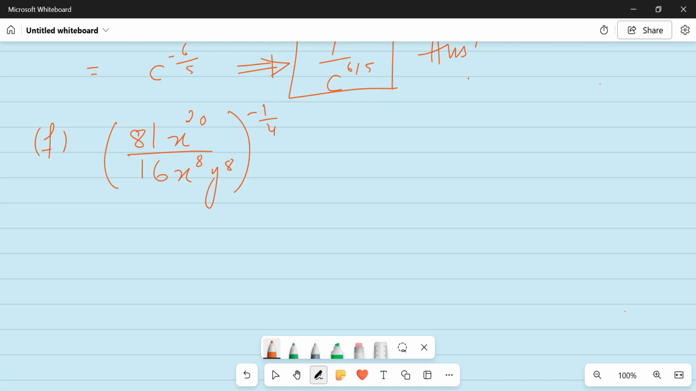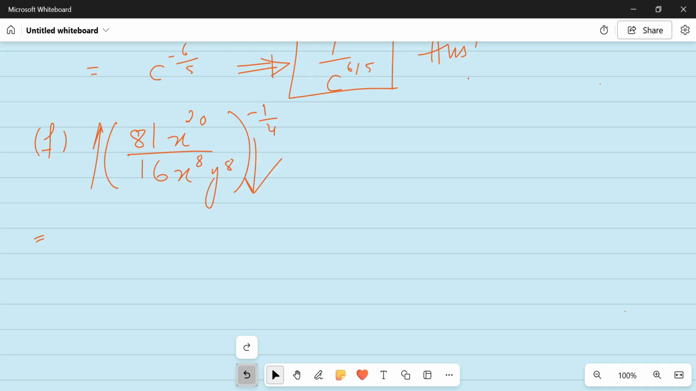As we know, we are going to open this power here. It's negative 1 over 4, with the 81 x20 and 16 x to the power 8 and y8. You can solve this in many ways, right? We solve it like the whole term, when it will be reciprocal, and automatically the powers are changed. So if I convert this denominator into numerator and numerator into denominator, automatically the powers are converted into a positive.